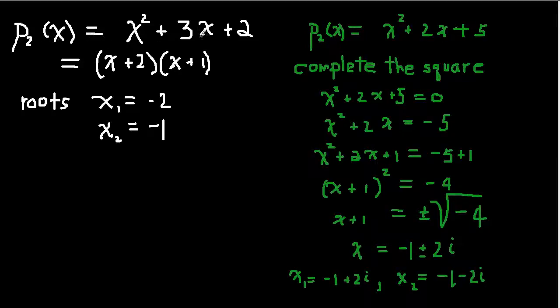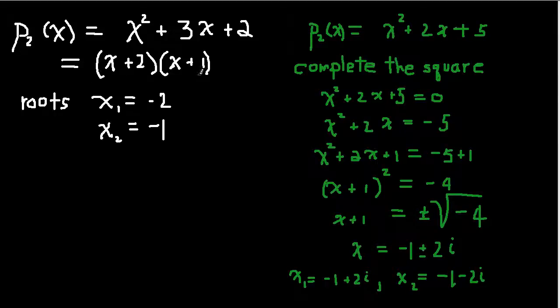Here's an example, x squared plus 3x plus 2. Now this polynomial can be factored into x plus 2 times x plus 1. Now, whenever we're working with polynomials, almost always what we are interested in is what are the roots of the polynomial. The roots are those values of x for which the value of the polynomial p of x is equal to 0. So what values make this polynomial equal to 0?